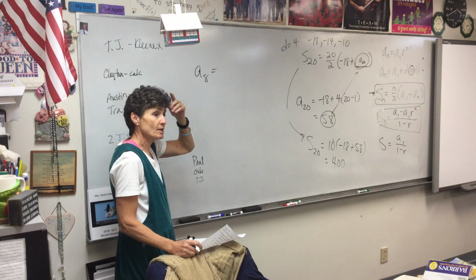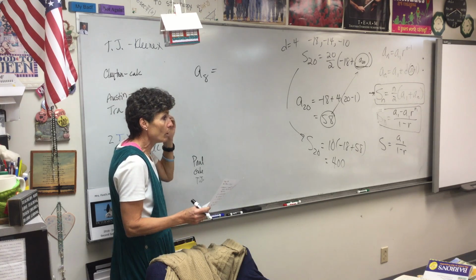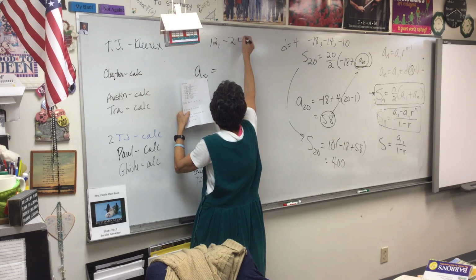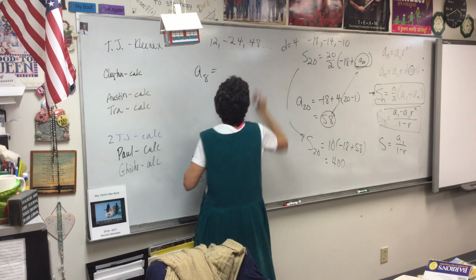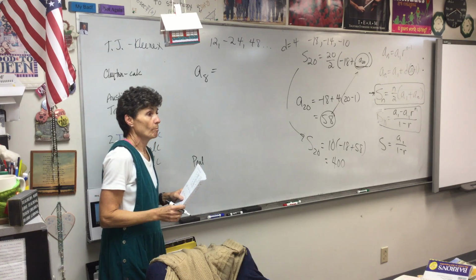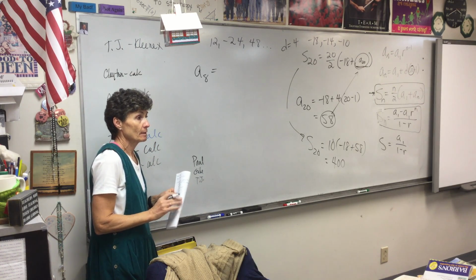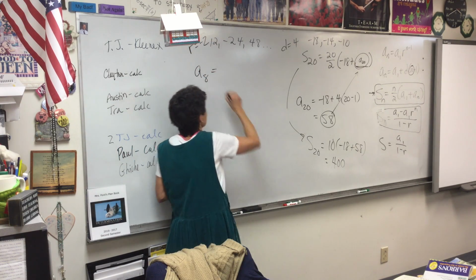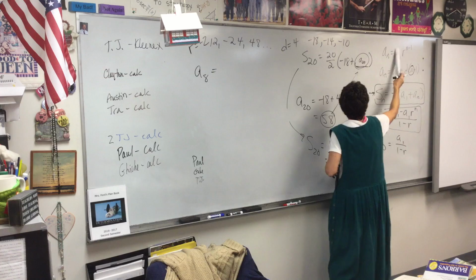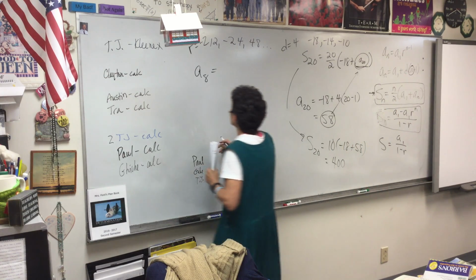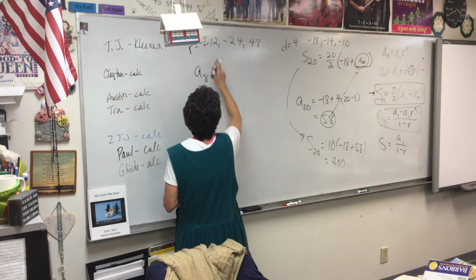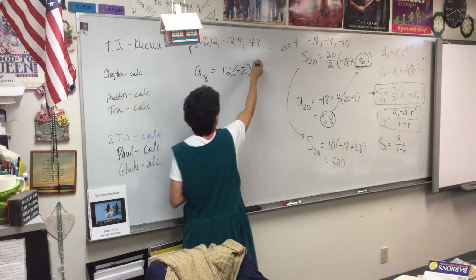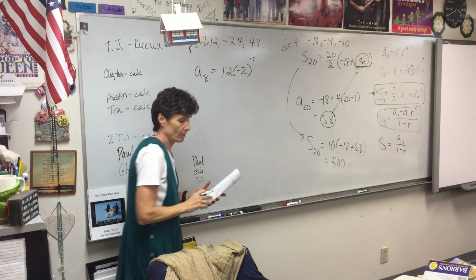Which formula do I use? Well, I don't know until I figure out what's happening. What's happening in this problem? We're multiplying by -2. So it is geometric, and the ratio is -2. So here we go. First term is 12. Ratio is -2 to the 7th power.